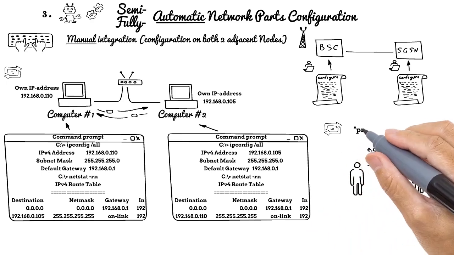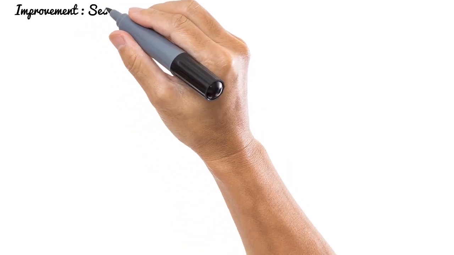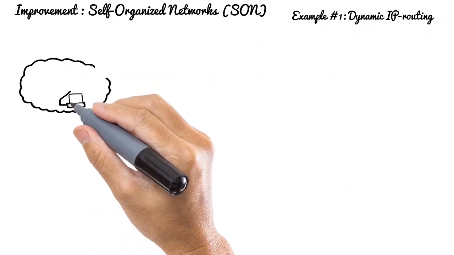We are all kind of pre-configured to use language before communication starts. Mobile networks were improved over time. Probably you've heard about self-organized networks, SON. One of the examples is dynamic IP routing. Let me explain it simplified.